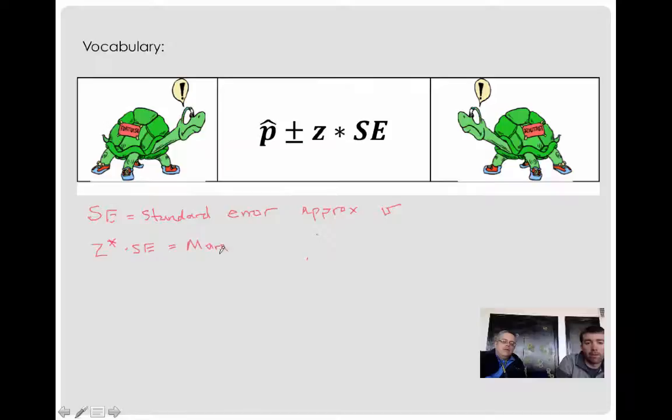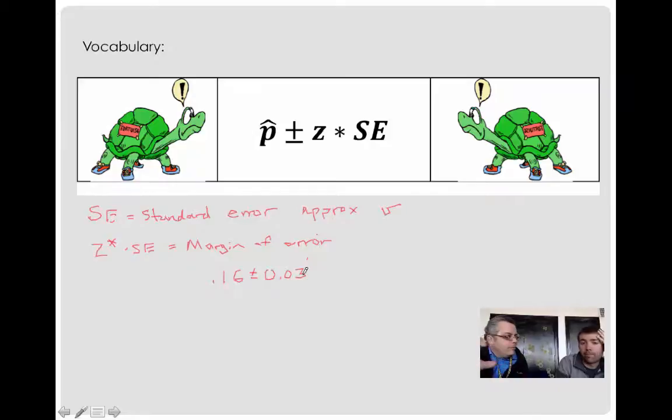Margin of error. Now, I want to go back to the problem we just did. Could you write 0.16? That was our value of p hat. And what we did is plus or minus 0.03. That's what we ended up adding and subtracting. So what we could say is our estimate is 16% plus or minus 3%. So in this problem, 3% is the margin of error.